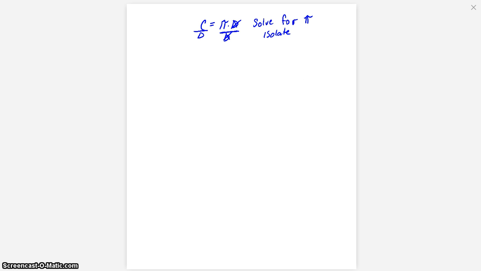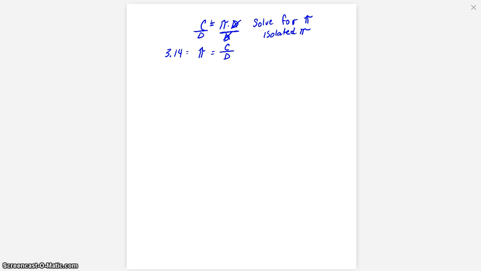Okay, I've gotten it by itself. But I'm going to rewrite it pi first, because you can always flip what's on one side to the other side of this equal sign. So I'm going to put pi is equal to the circumference divided by the diameter. And since pi is always the same number, any circumference and any diameter is always going to give you 3.14, yada, yada, yada.